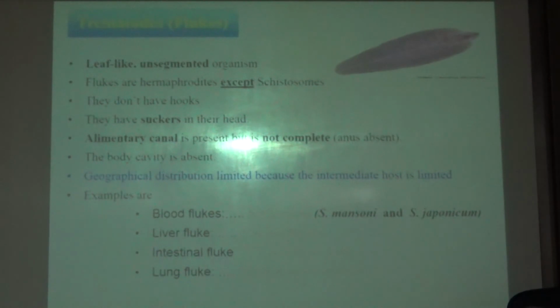Now coming to flukes. Flukes are of many types: blood flukes, liver flukes, intestinal flukes, lung flukes. They are unsegmented. I have told you about the leaf-like structure already. The alimentary canal is present but is not complete. The anus is absent in this.